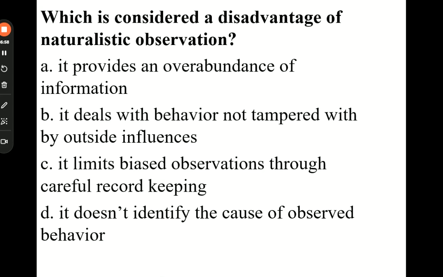So, which is considered a disadvantage of naturalistic observation? Remember, this is true with everything I'm teaching you today. The answer is that only experiments identify the cause, or they fail to. Naturalistic observation just says what is there. It doesn't say what caused the behavior. You have to do an experiment to identify the cause.